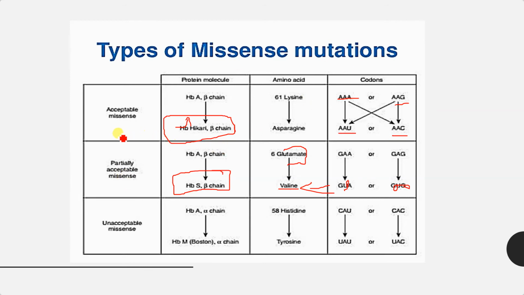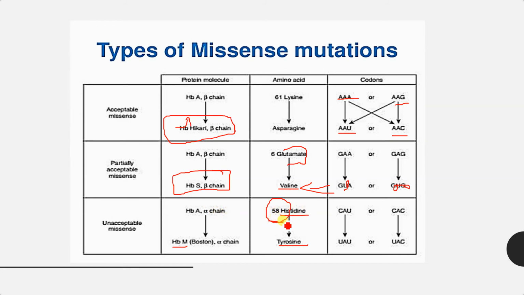And finally, the last class is unacceptable missense mutation. Here the example is HbM type or Boston hemoglobin, where methemoglobin is synthesized, which is functionally inactive. This can be explained by a single nucleotide alteration where CAU is replaced by UAU, or else CAC is replaced by UAC, which encodes the amino acid tyrosine instead of histidine at the 58th position of the alpha chain of hemoglobin.